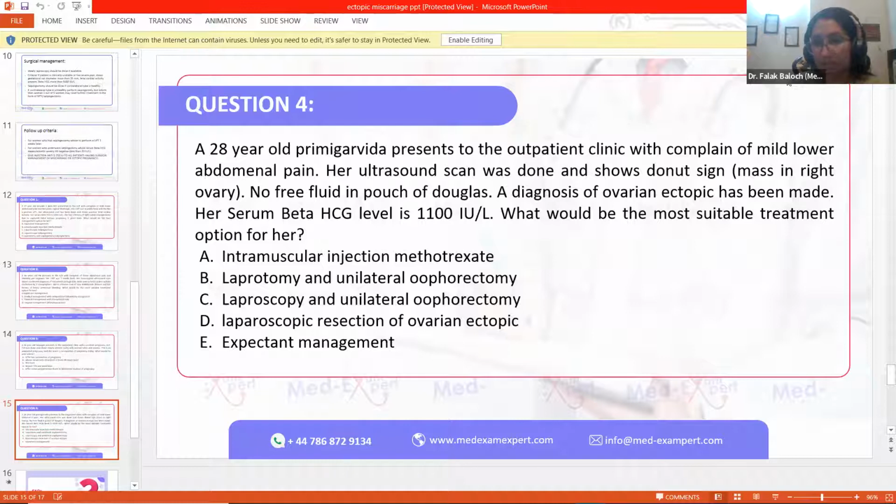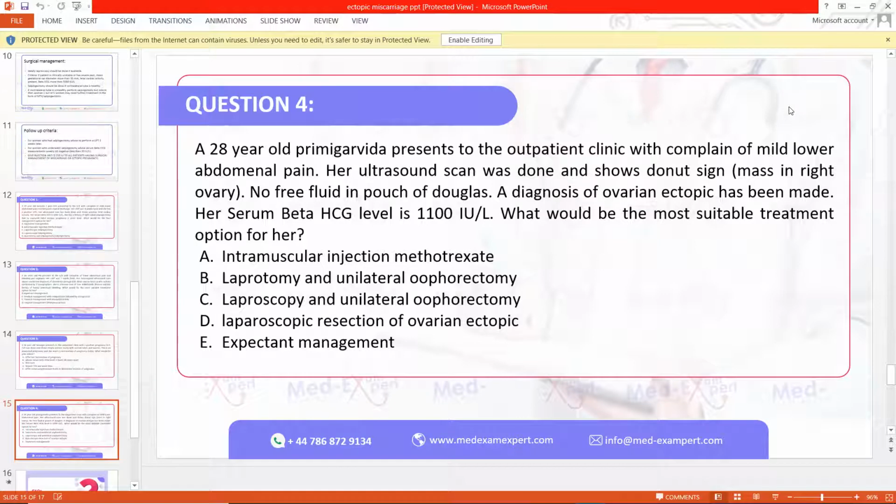So this is basically ovarian ectopic. She has mild lower abdominal pain, no free fluid. Her serum beta HCG is 1100. What do you guys think? Laparoscopy resection of ovarian ectopic.